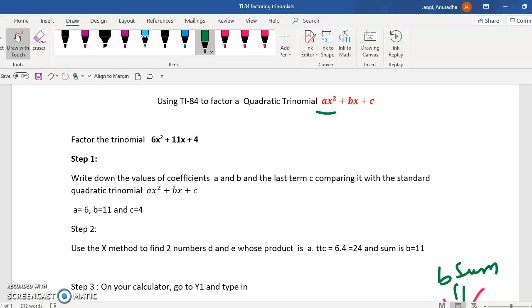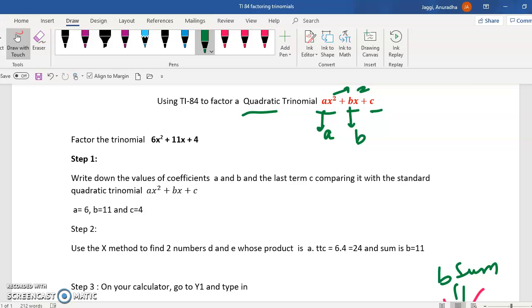Ax squared is one term, bx is another term, and c, which is a real number, is the third term. The coefficient of the first term ax squared is a, the coefficient of the second term bx is b, and c is a number. Why is it called quadratic? Because the degree of this polynomial, the highest power to which x is raised, is 2, so that is why it's called quadratic.